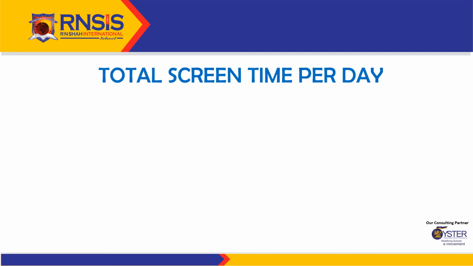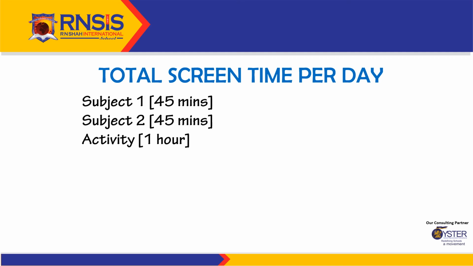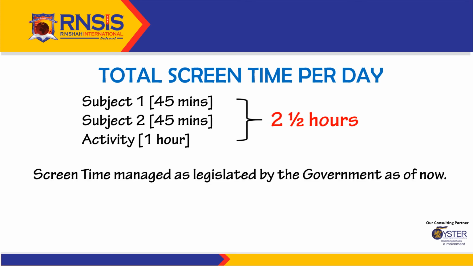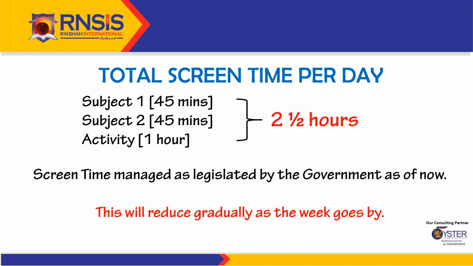Total screen time per day. For subject 1, it will be 45 minutes. For subject 2, 45 minutes. Activity, 1 hour, which totals to 2.5 hours per day. We have managed the screen time as legislated by the government as of now. This will reduce gradually as the weeks go by.